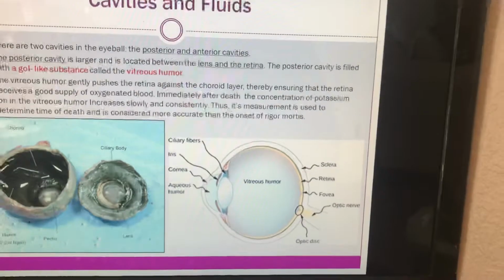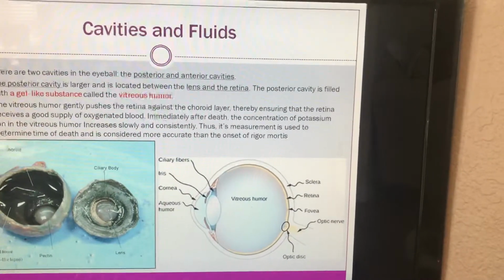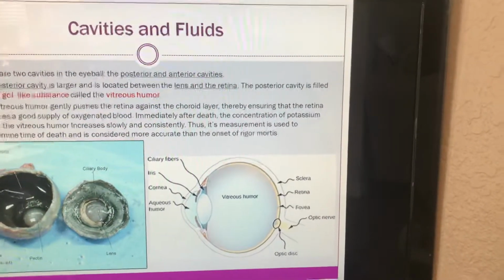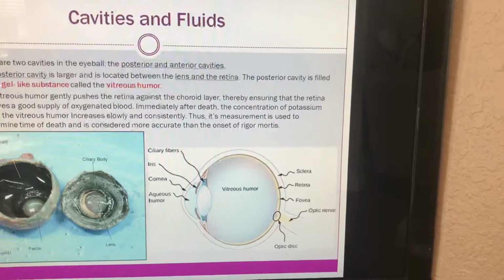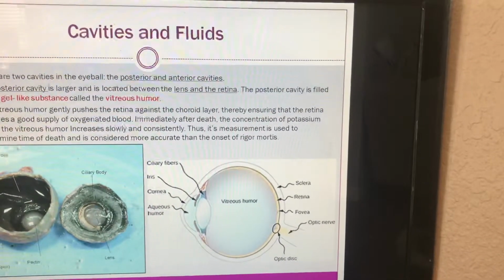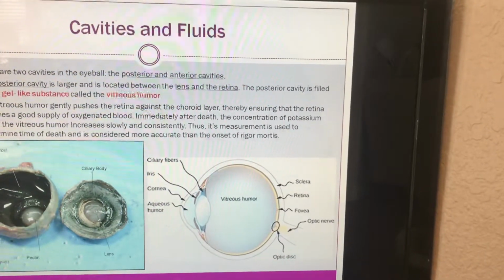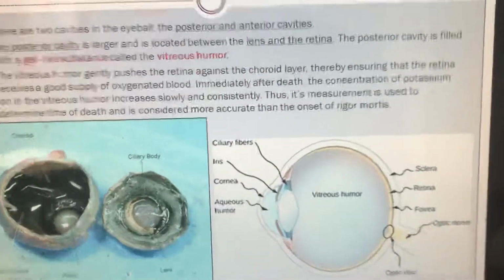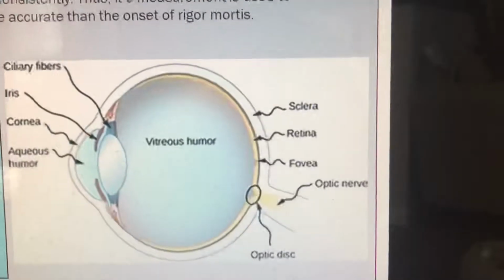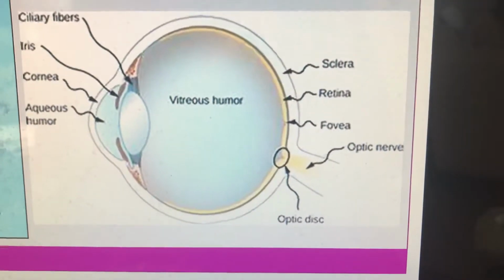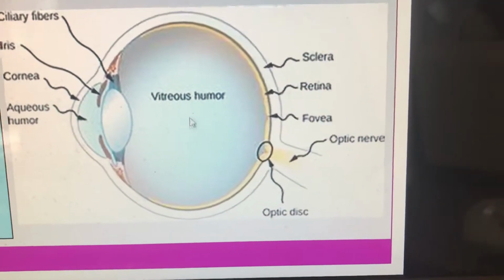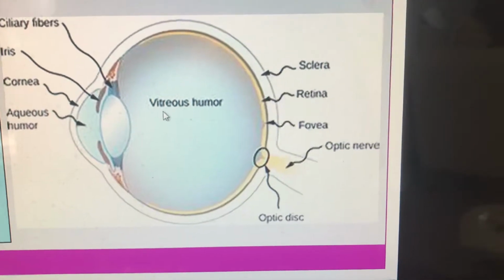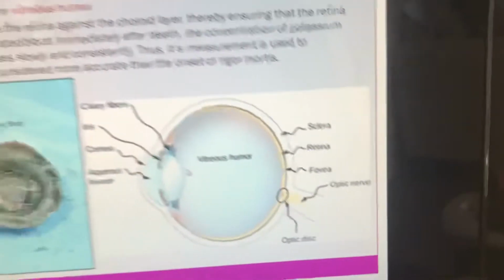Immediately after death, the concentration of potassium ion in the vitreous humor increases slowly and consistently. So its measurement is used to determine time of death and is considered more accurate than the onset of rigor mortis. Here's another picture of the vitreous humor, that is the gel-like substance.